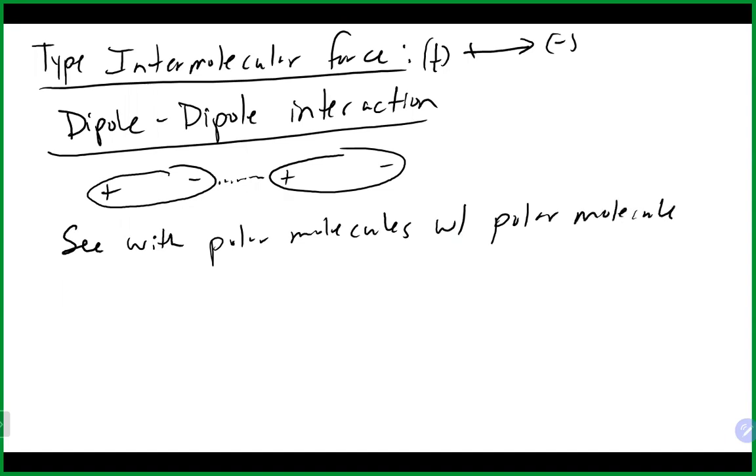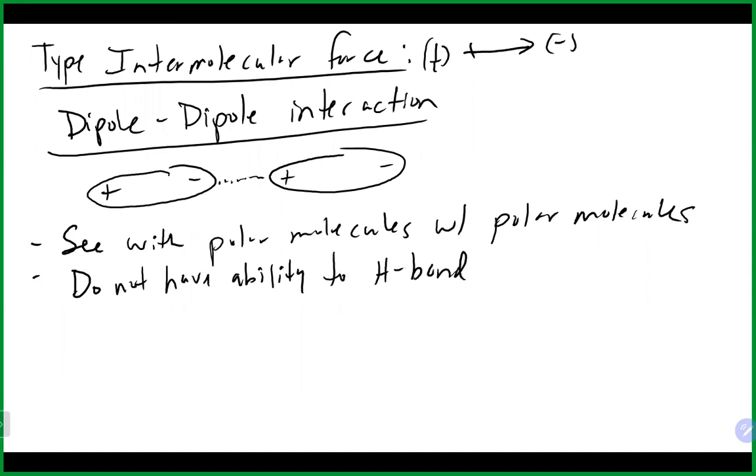Now, this could be the same polar molecule interacting with itself, or two different polar molecules interacting with each other. But we'll use dipole-dipole interaction or dipole-dipole force for two polar molecules. It is also the one used by molecules that do not typically have the ability to hydrogen bond. We're going to talk about what hydrogen bonding is, but typically the molecules that can hydrogen bond will hydrogen bond, while these do not have the ability necessary, so they'll use dipole-dipole interaction.